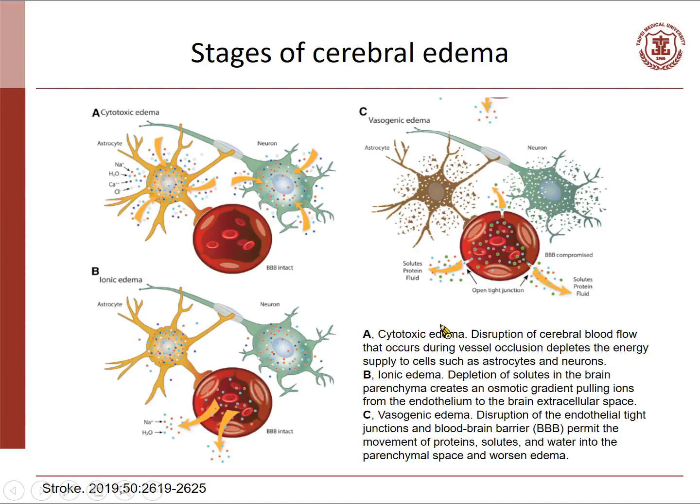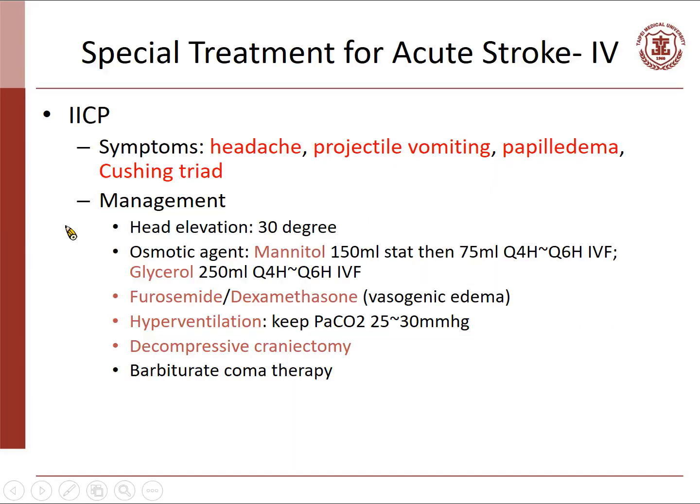Cerebral edema may occur in either ischemic stroke or hemorrhagic stroke. This is because of endothelial damage and cytotoxic edema. So this can cause increased intracranial pressure very soon. Sometimes you need surgical intervention, a craniotomy, to save the life.